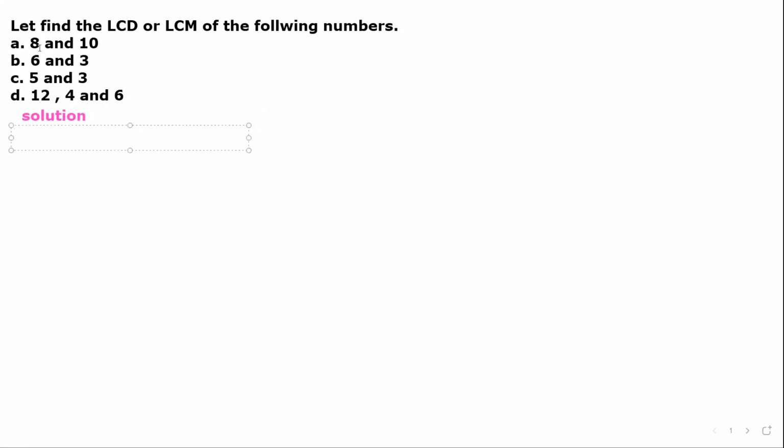So A is 8 and 10. You are going to find the common denominator, or the least common multiple, of 8 and 10. First, we are going to use the multiples method, whereby you list the multiples of 8 and then you list the multiples of 10. After that, you select the number that appears in the multiples of 8 and at the same time appears in the multiples of 10. That one we call the common multiples. Then you select the least or lowest number in the common multiples, and that one becomes the LCM or the LCD. So let's use the multiples method.